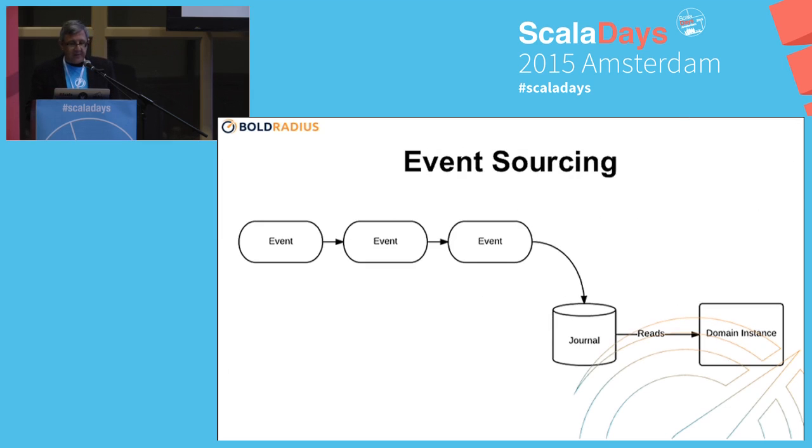So in very simple terms, event sourcing, the way I'm defining it here, is a series of events stored into a journal. That screen is catching up, right? Okay, good. And that journal being read by some domain instance. And again, I'll talk more about what I mean by that. In a very quick nutshell, that's event sourcing.